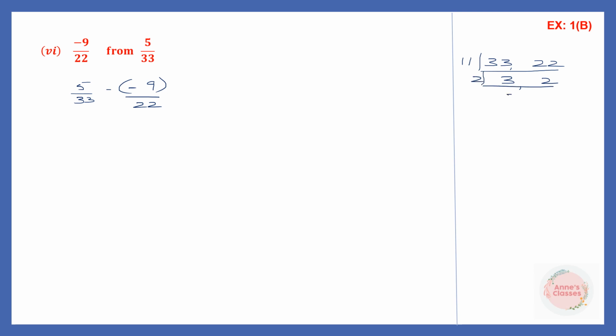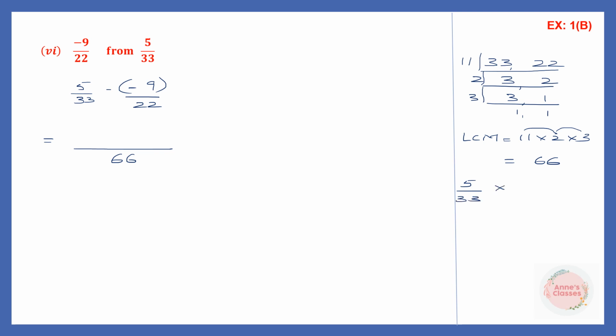Now you can use 2, bring down 3, 2 1s are 2. Now use 3, 3, 1 and 1. So what is our LCM here? LCM will be 11 into 2 into 3. 11 2s are 22. 22 into 3 is 66. So that is our LCM here, 66. Now let's take the first rational number, 5 by 33, and multiply it with 66. We can cancel 33 and 66. 33 2s are 66. 5 2s are 10. So that is our first numerator, 10, minus, take the next one, minus 9 by 22.